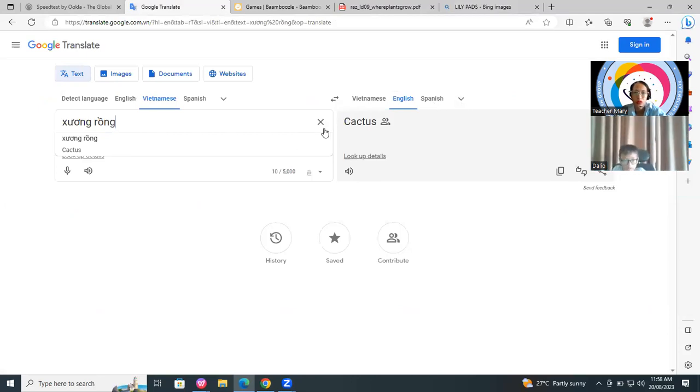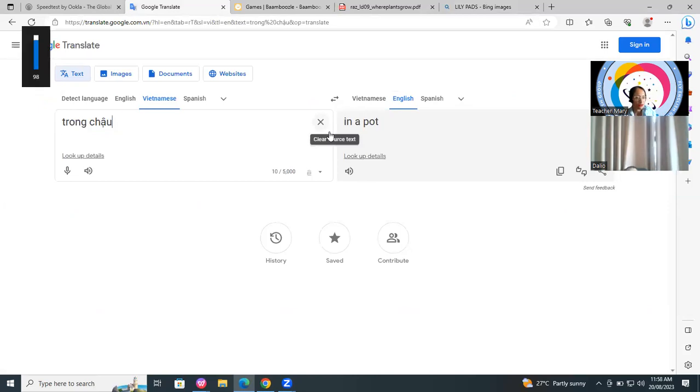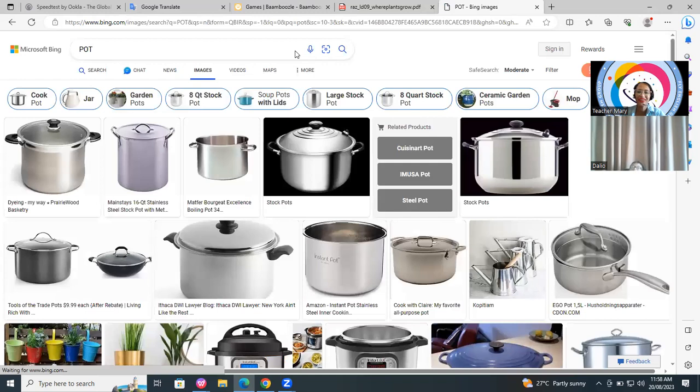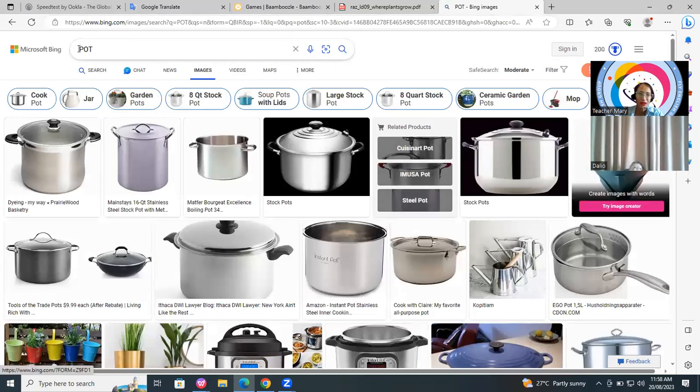Okay, hold on. Trung chow is a pot. Very good. Okay, do not forget the word pot. Can you say it, Dalio? Pot. Can you say it, pot? Pot. Yep. Okay. So now we're going to look for a pot. All right, so flower pot. Let's have the flower pot.